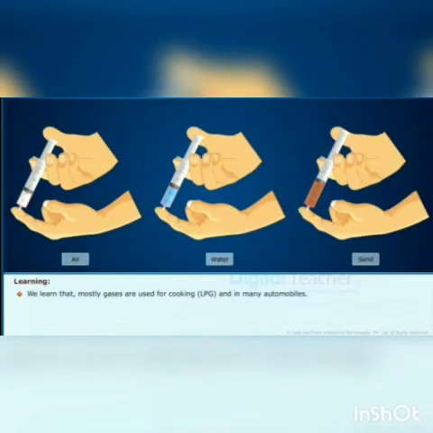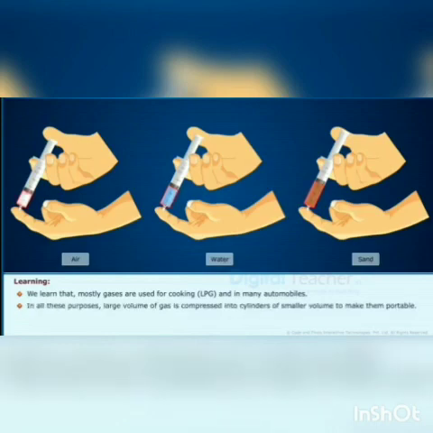We learned that mostly gases are used for cooking and in automobiles. For cooking, we use LPG gas. In all these purposes, a large volume of gases is compressed into cylinders of smaller volume to make them portable.